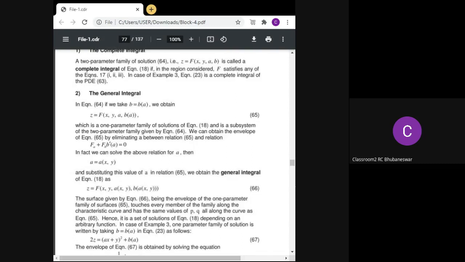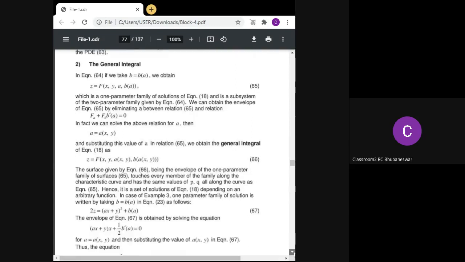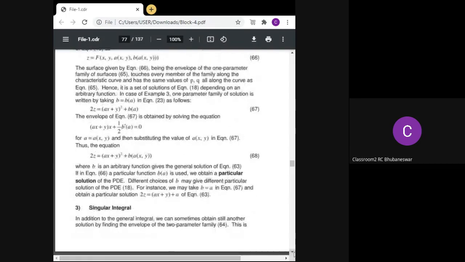So this kind of equation is known as the general integral and general solution to the partial differential equation of first order, and that has been more generally expressed in the form where x and y are independent variables, a is a function of x and y, b is a function of a, as well as a is a function of x and y. So these are the first two kinds of solutions possible in linear first order partial differential equations.